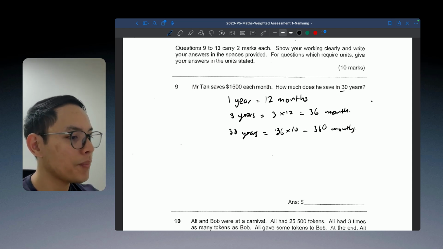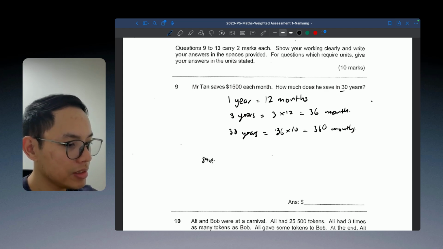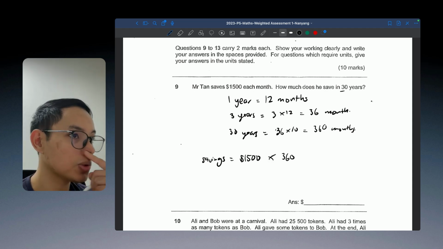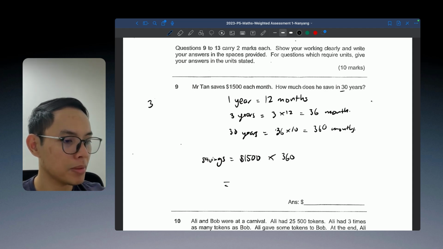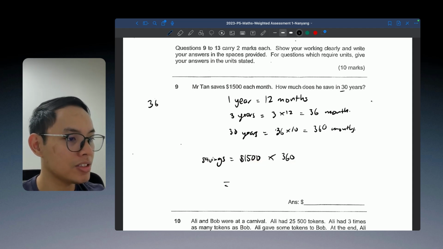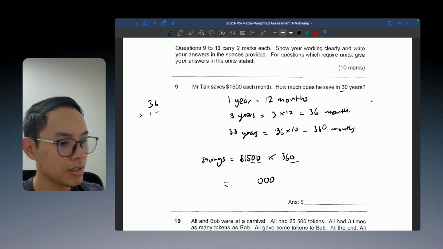Okay, now Mr. Tan saved 1,500 each month. So that means Mr. Tan's savings is equal to 1,500 times 360, right? So with that said, how much is it? We can multiply. You don't need to put the whole zeros, because we know there are 1, 2, 3 zeros. When you multiply, you add the zeros up. Now we just need to know what is 36 times 15.